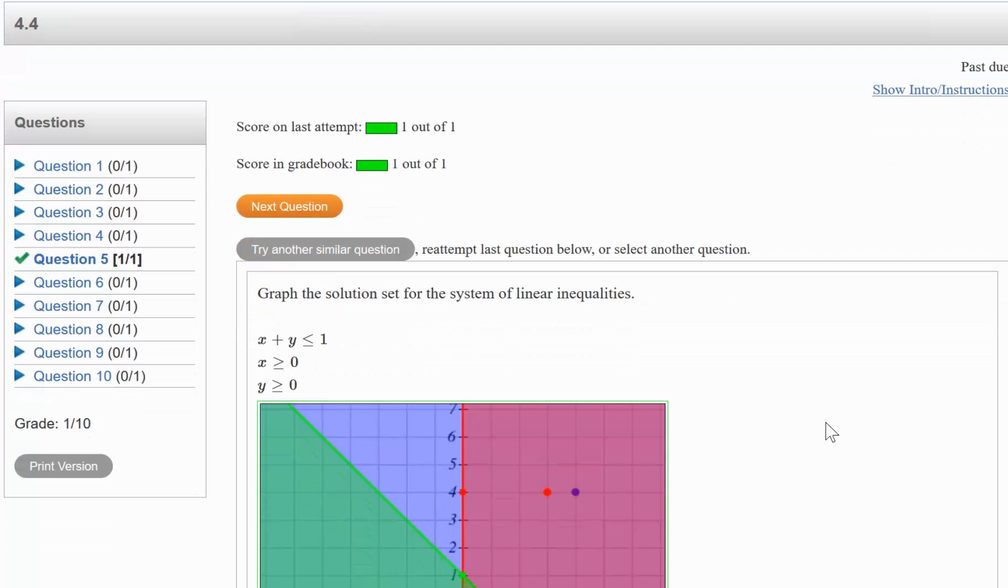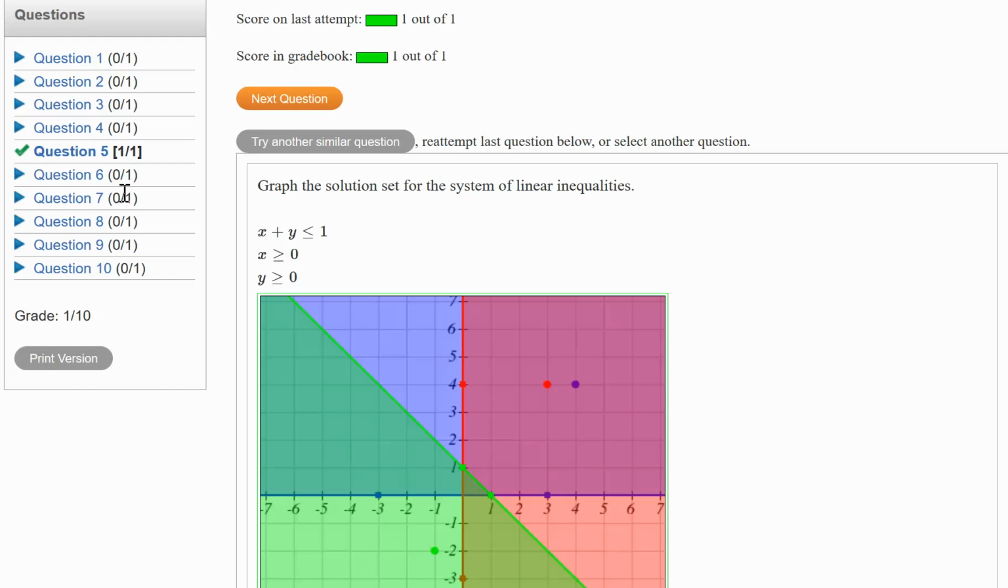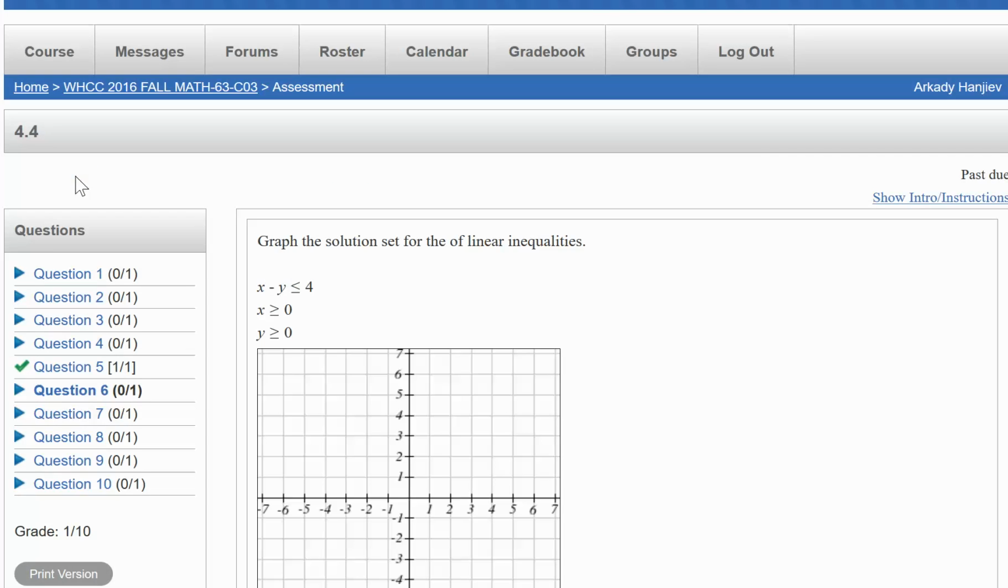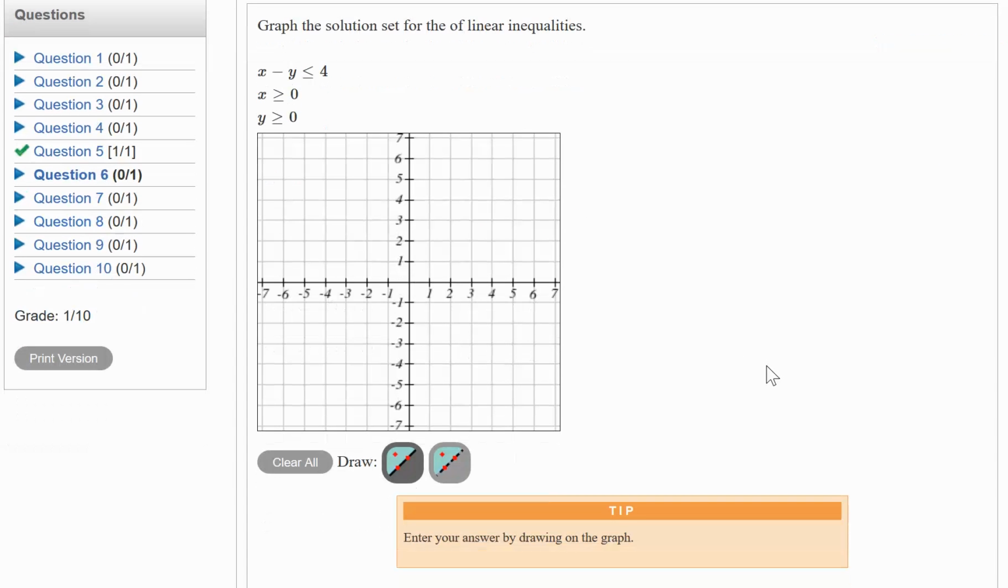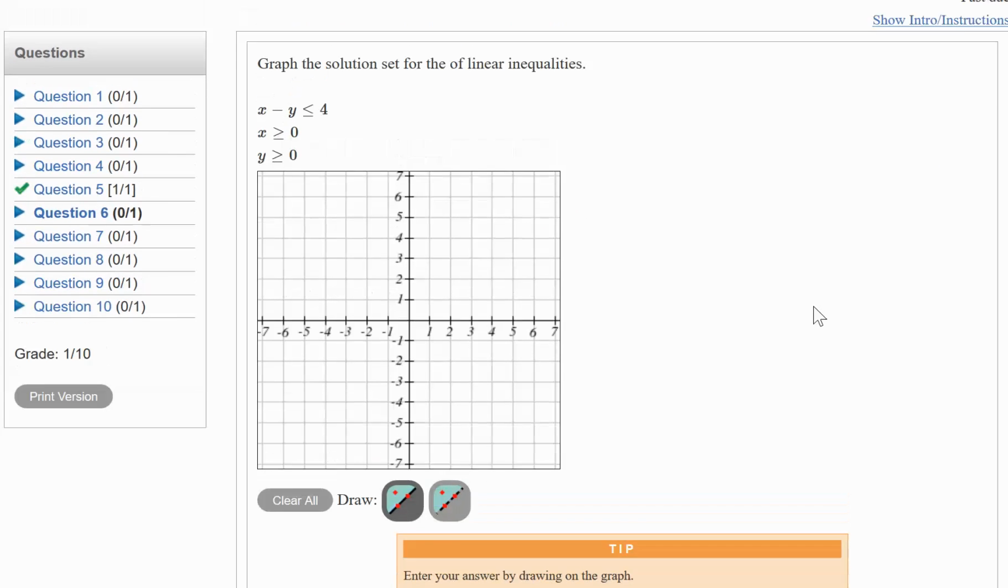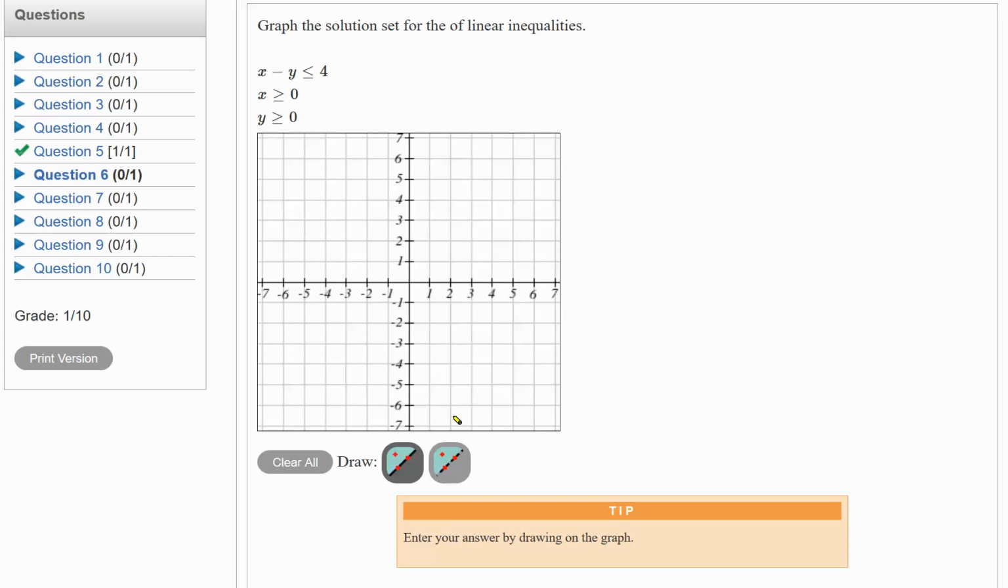Perfect, love it. Okay, that's 4.4 number 5. We did have another question on 4.4 number 6, so let's handle this one as well. Oh, that's very similar to the previous one here, so let's put that together real quickly.